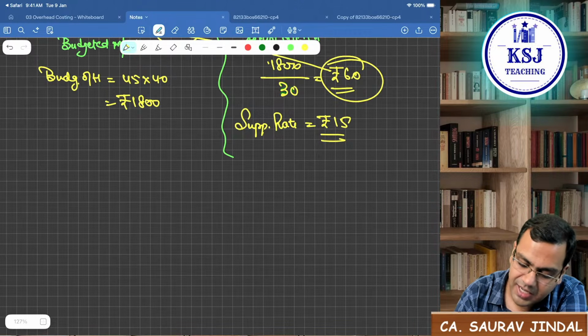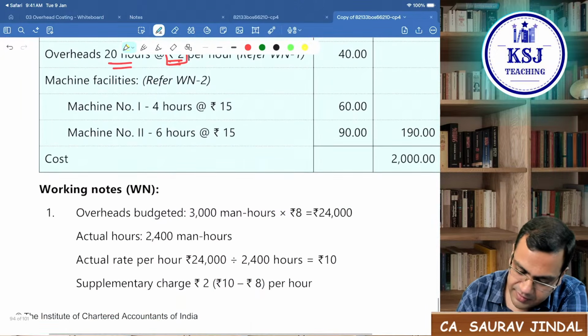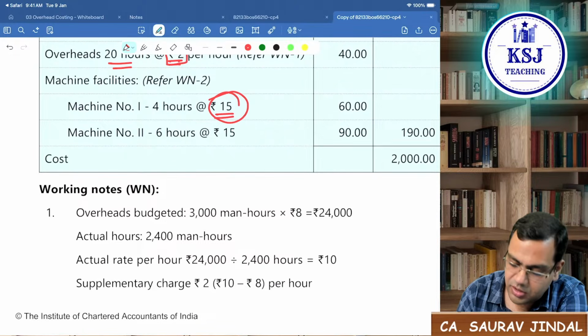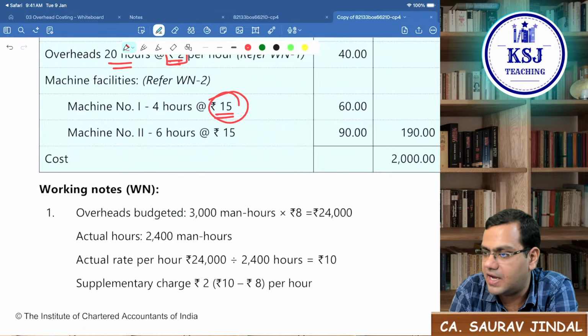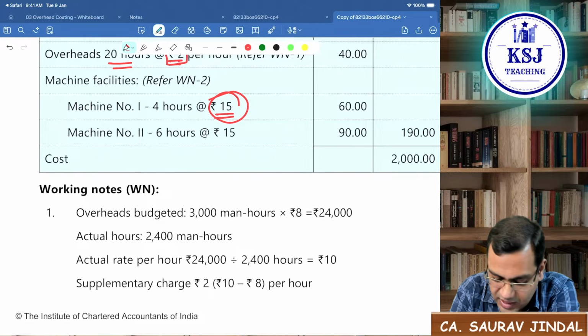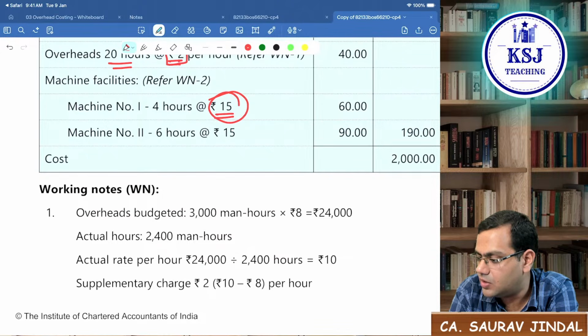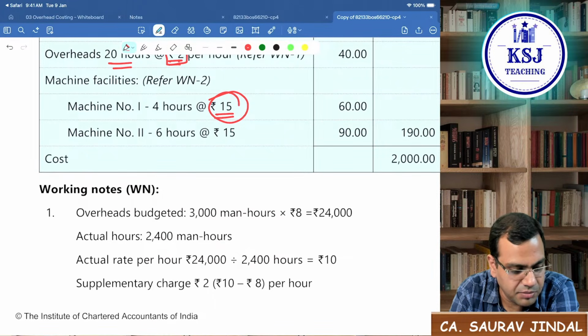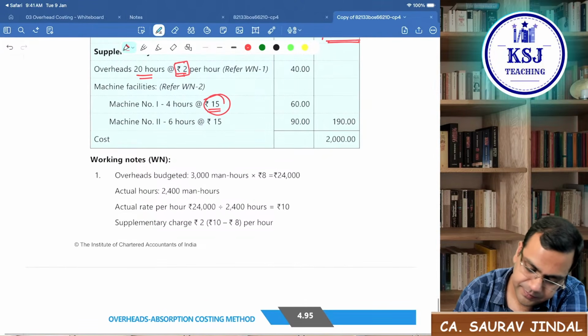Similarly, you can calculate for machine 2. Right? For machine 2, you can do it on your own. I have done it for machine 1, I have done it for overheads. So that was the important point in this particular question, that is question number 10. Right? So this was the important point in this question. Let's move on to the next one.